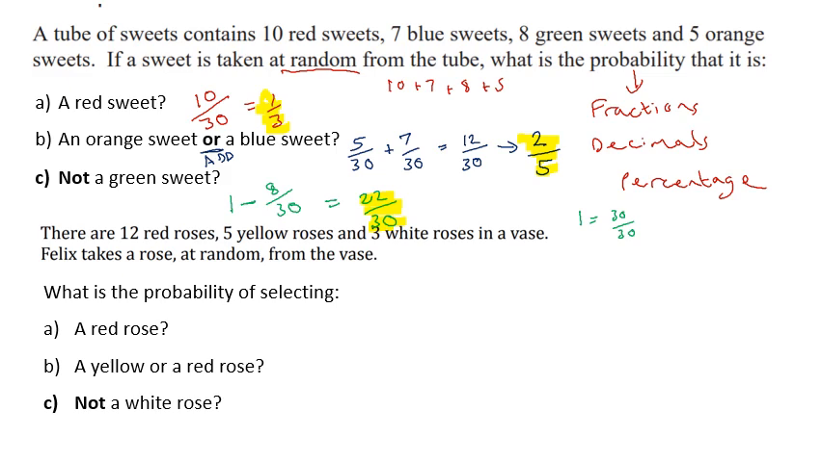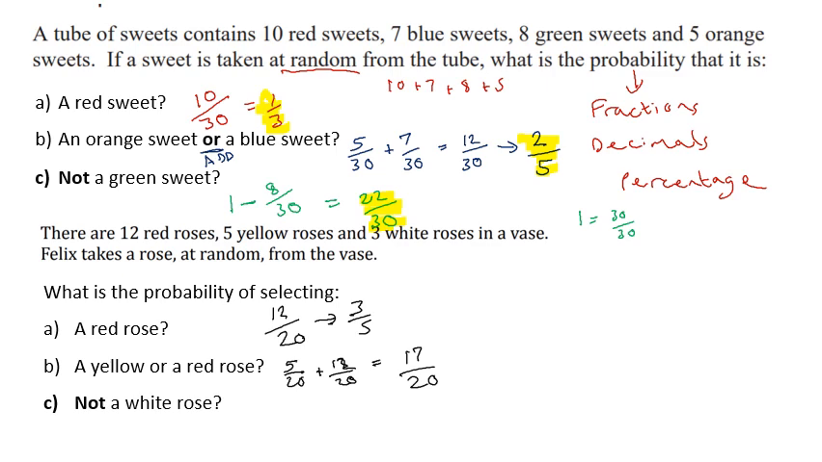Okay, so you should have paused and had a go at that, just going through the answers nice and quickly then. So Felix takes a rose from the vase. The probability of a red rose is going to be 12 out of 20. Simplifying that down gives 3/5. A yellow rose or a red rose, well, that is going to be 5 out of 20 plus 12 out of 20, which is 17 out of 20. And that can't be simplified.